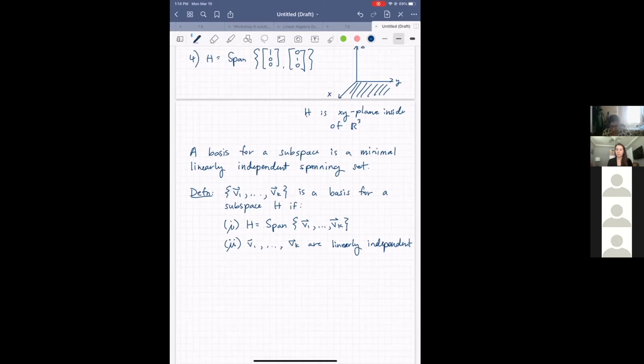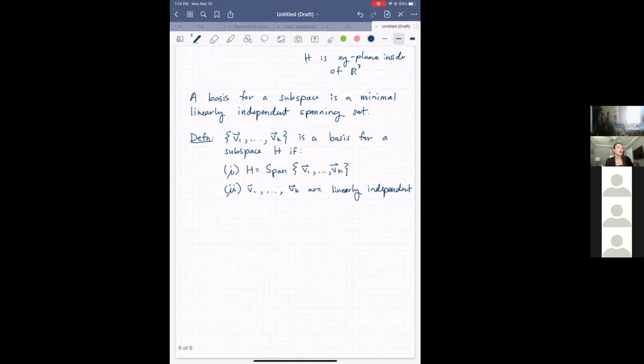Oh, so if they were linearly dependent, then one of them would be unnecessary, right? At least one of them would be unnecessary. So yeah, this requirement that we have linear independence will flush out some of the unnecessary parts. Right?